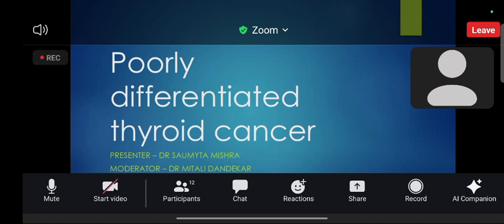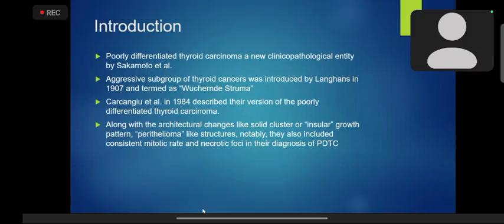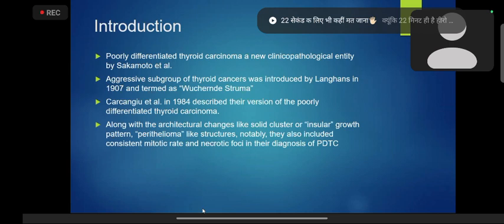A very good evening. Today I am presenting poorly differentiated thyroid cancer. Poorly differentiated thyroid cancer as a new clinico-pathological entity was given by Sakamoto et al. Aggressive subgroups of thyroid cancer were introduced by Langhans in 1907, who termed it Wuchernde Struma. Carcangiu et al. in 1984 described their version of poorly differentiated thyroid cancer, along with architectural changes like solid cluster or insular growth pattern and perithelioma-like structures. They are all included along with mitotic rate and necrotic foci in the diagnosis of poorly differentiated thyroid cancer.